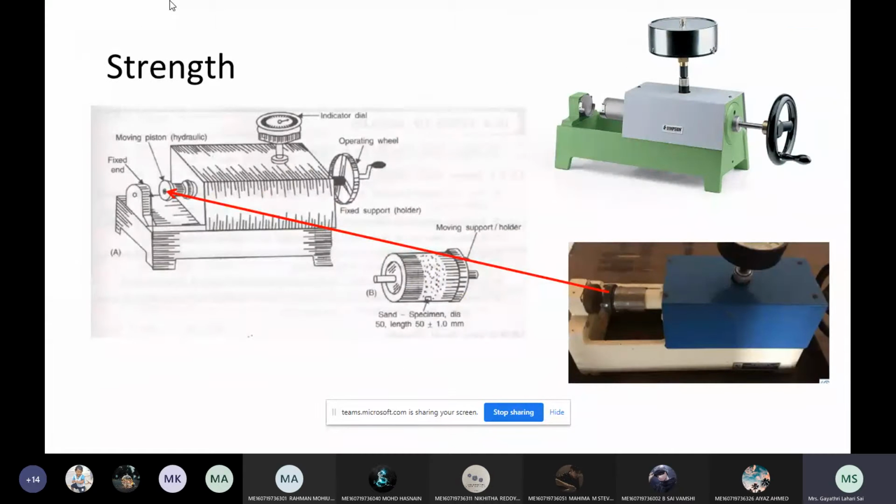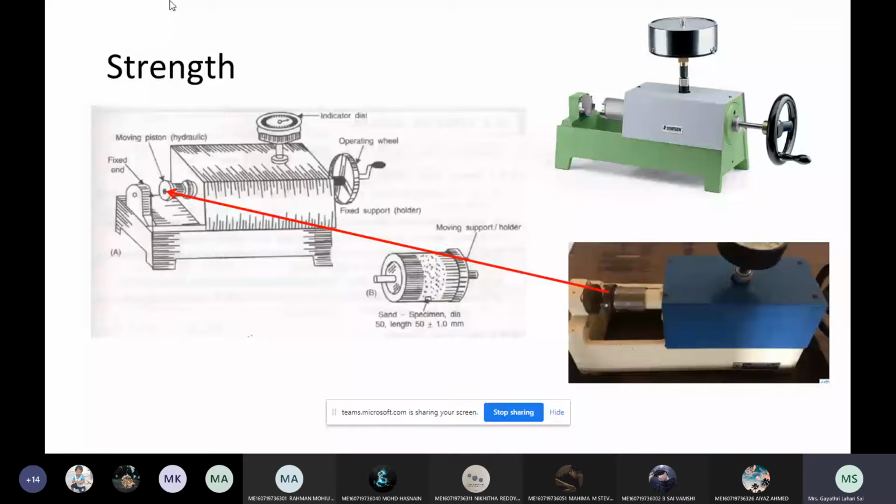So for today's class, what is this? This is the universal sand strength testing machine. In your college, we have this machine. This measures the strength of the molding sand. Generally, what all will you be measuring? The compression strength, shear strength and the tensile strength. All these 3 strengths are tested using the universal sand strength testing machine.